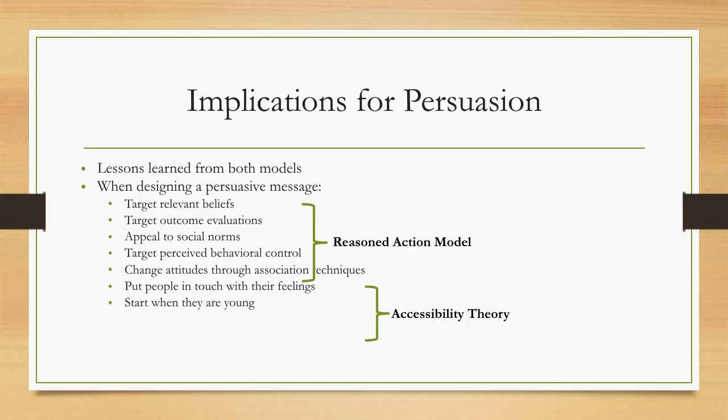Accessibility theory tells us that we can change attitudes through association techniques, because remember, we're assessing things from memory. To put people in touch with their feelings, so this is where more of that emotive affect comes in, and to start when they are young. So if you can associate things with them when they are young, they're much more likely to hold on to those because they're going to be in their subconscious and they're going to be able to attend to them if they've seen it over and over again.